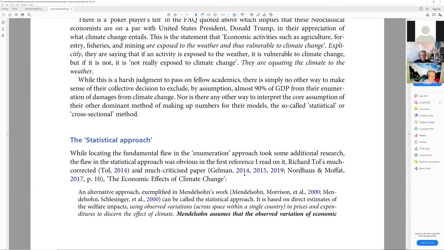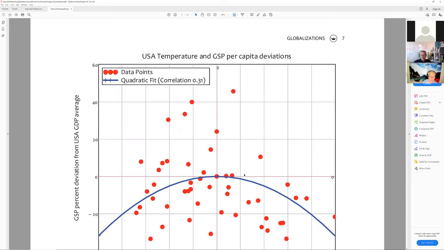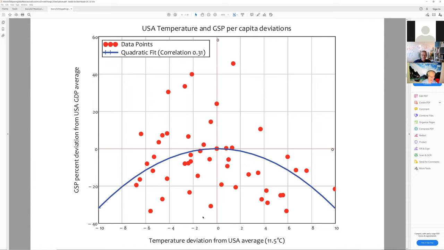Then they argue that you could use today's statistics about temperature and GDP to predict what's going to happen with climate change. So these dots here, this is me mocking their analysis. These are the states of the United States of America, with the horizontal showing how much the state's temperature deviates from the American average for the entire continental USA of 11.5 degrees Celsius. And the vertical is how much the GDP differs from the average, which is, I think, roughly $30,000 per person. And they fitted a curve to this, which is this quadratic here, and said, well, that's going to happen with climate change. So if we go from a world which is 11.5 degrees, spot on the American average, to one which is 10 degrees warmer, this curve predicts that we're going to have a fall in GDP of no more than 30%.